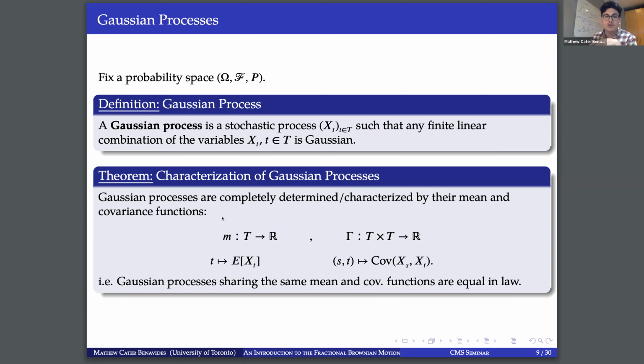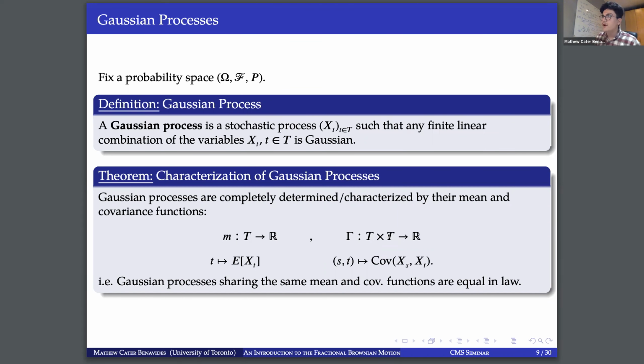All the mean function is going to do is take the time at which you're observing a random sample and return the mean of the distribution at that time. And the covariance function is going to take a pair of your random variables within the process and return the covariance between them. And the theorem simply states that Gaussian processes sharing the same mean and covariance functions are equal in law. And so these two functions will entirely determine the distribution of a given Gaussian process.